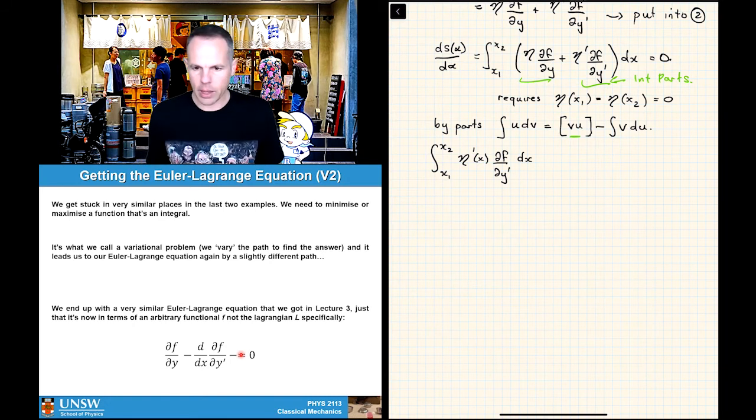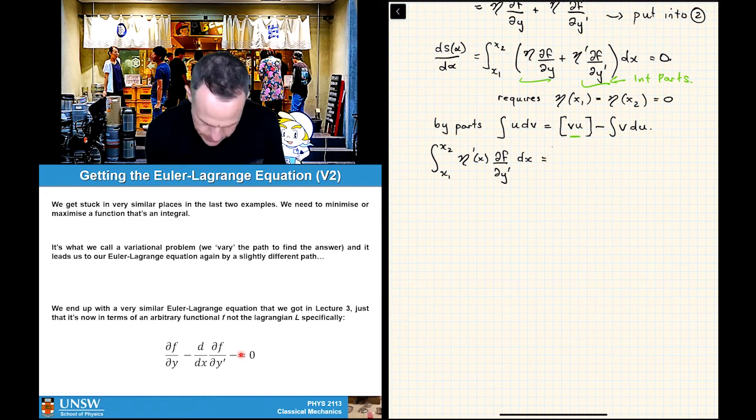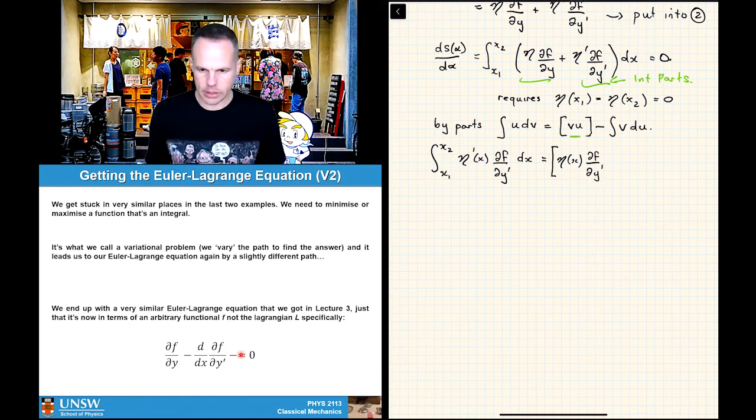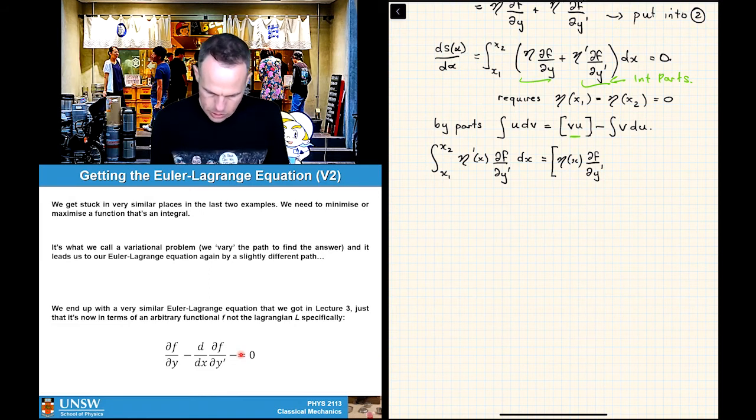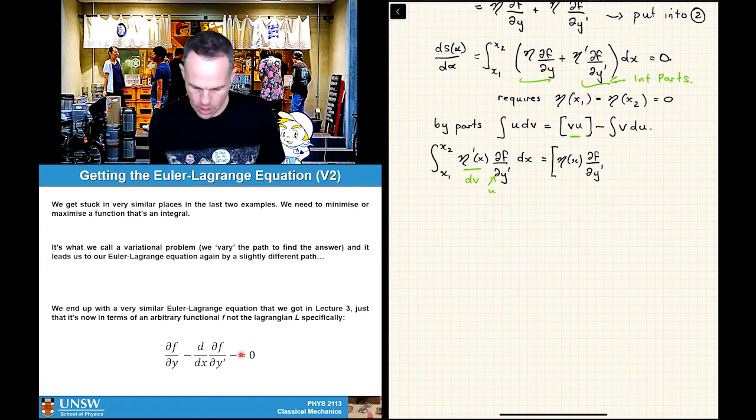Now, if we use integration by parts here, what we're going to get is a definite term. So eta of x df on dy dash. Okay, so you can already see I'm starting to make clear which one I'm considering my u and which one I'm considering my dv, right? So let's just point this out explicitly. This one is my dv and that one is my u at the moment, okay? And so that's why you can see over here I've now got v, and then here I've still got u, right?